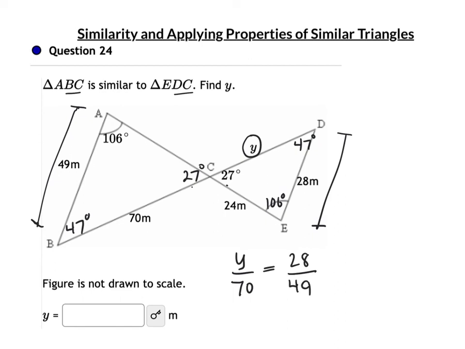And then we just cross multiply. 49y equals 28 times 70, and divide by 49. Twenty-eight times 70 divided by 49 is 40. Y is 40.